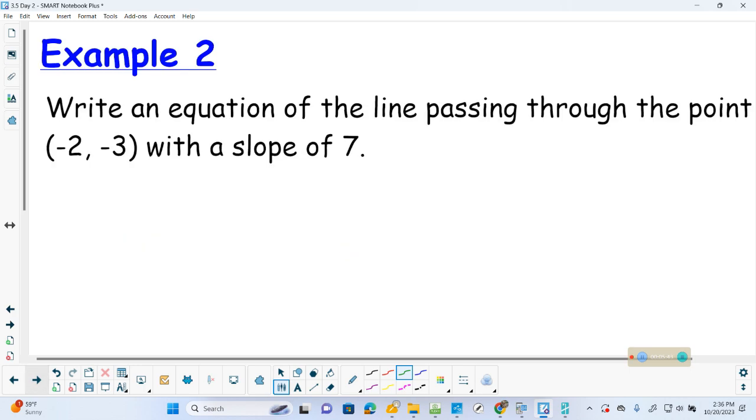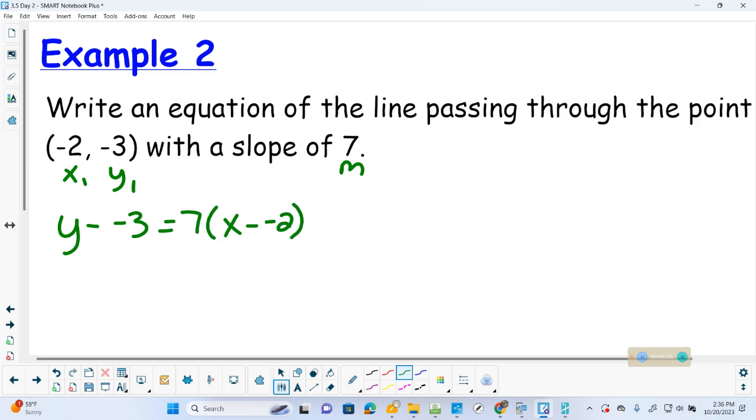So, write an equation of the line that goes through this point. Right now I'm thinking, that's not the y-intercept. If you plot it, it's not on the y-axis. So there's my x1, y1, and a slope of 7. I'm going to use my red formula on the board over there, point-slope form. Y minus the y coordinate, slope times x minus the x coordinate. Now let's make these minus negatives into pluses.